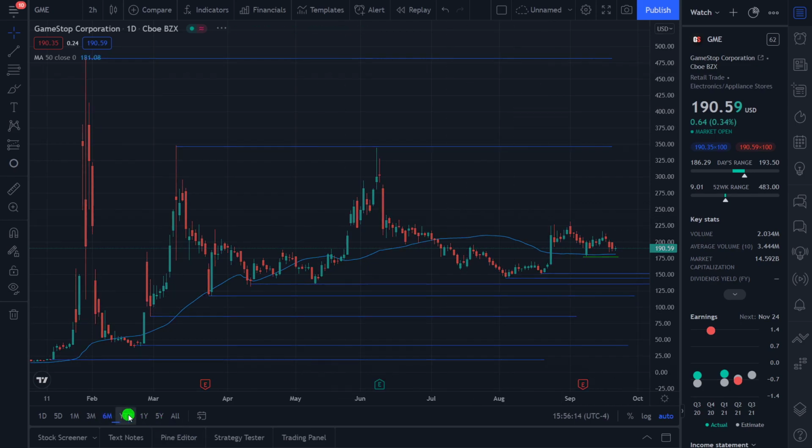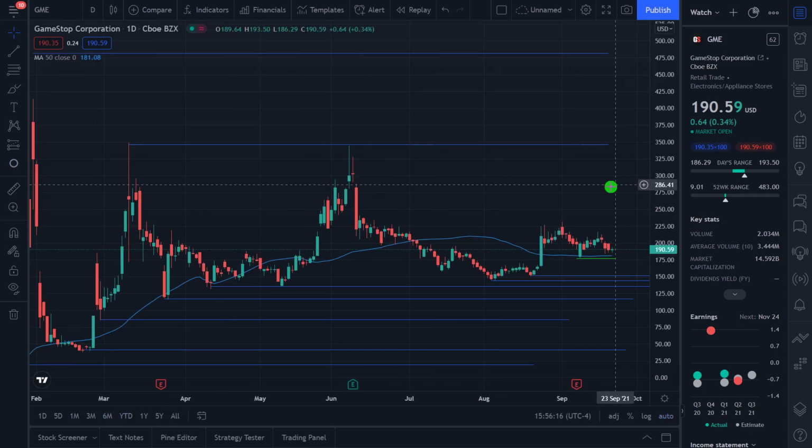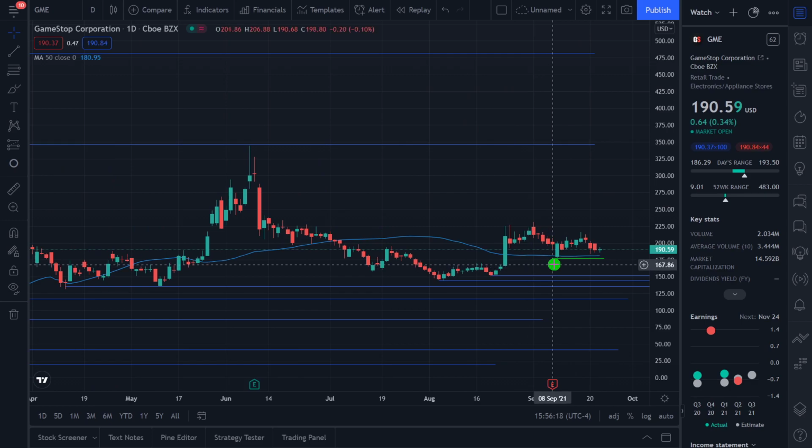Let me just change the view again. Zoom in. You can see it's acting as a bit of support on the 50-day. It was below this point from July to August, and it really jumped up. So in the short term, it is ahead of that. So that is a good sign.